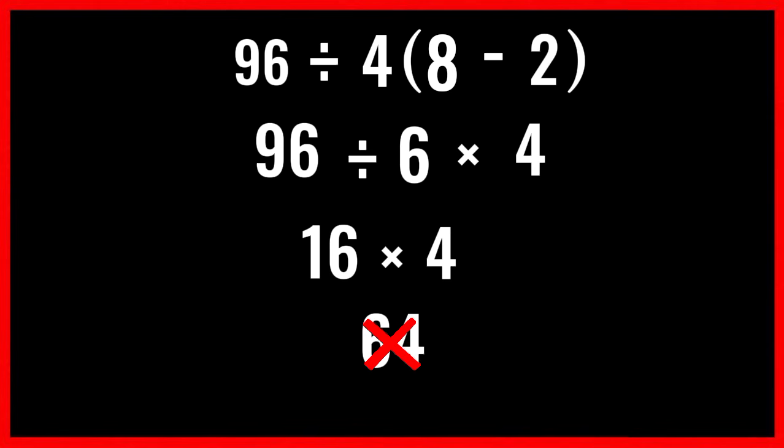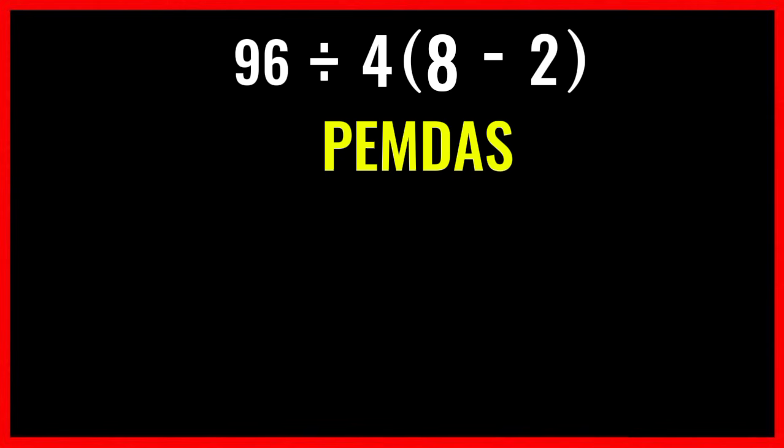Why are we getting different answers? Because we are breaking one of the most important rules in mathematics. That rule is called PEMDAS. If you don't understand PEMDAS, you'll keep getting different answers to the same question. So let's learn it once and for all. PEMDAS tells us the correct order for solving mathematical expressions. Each letter has a meaning.